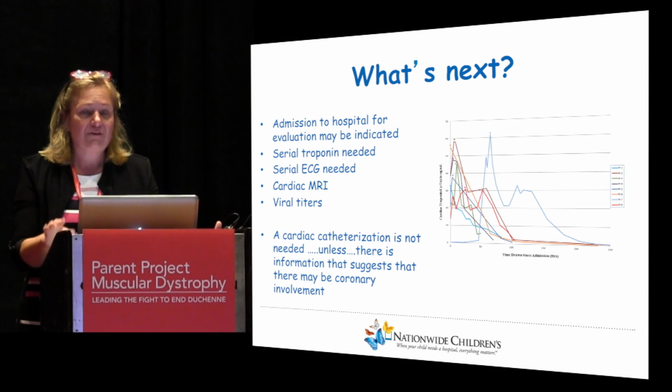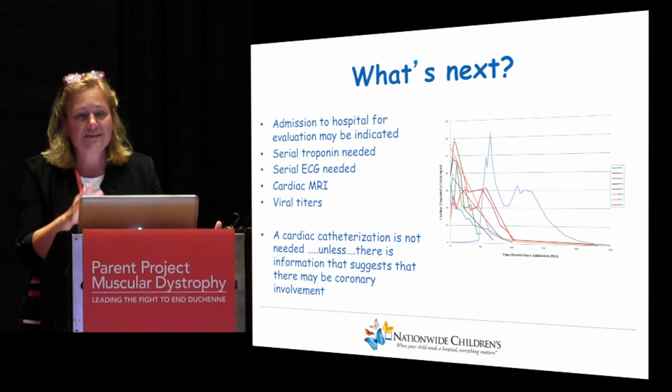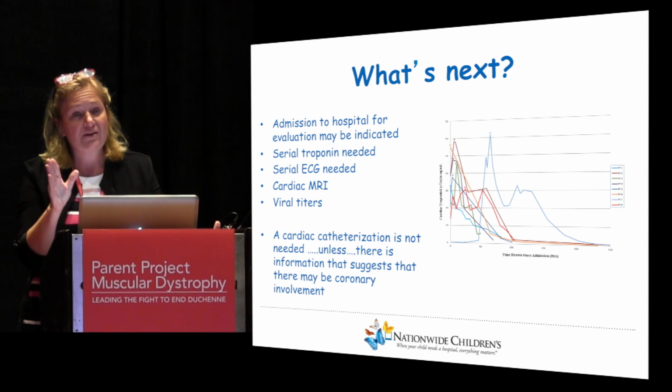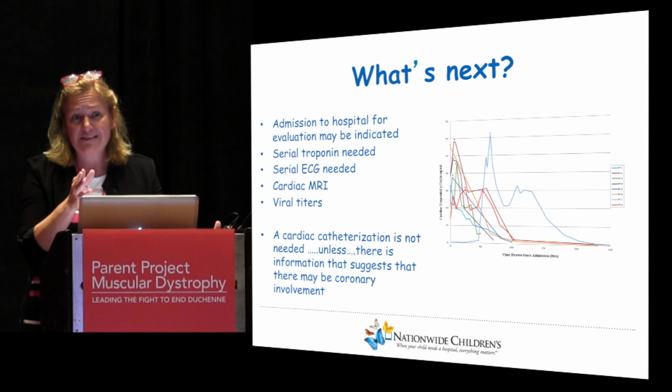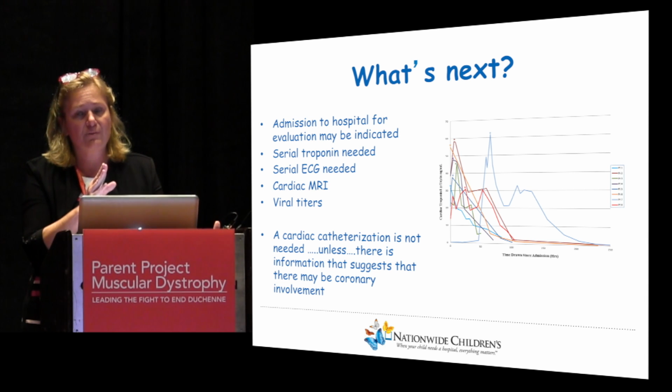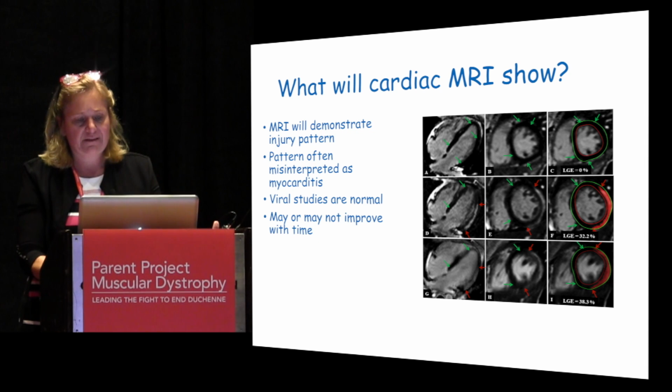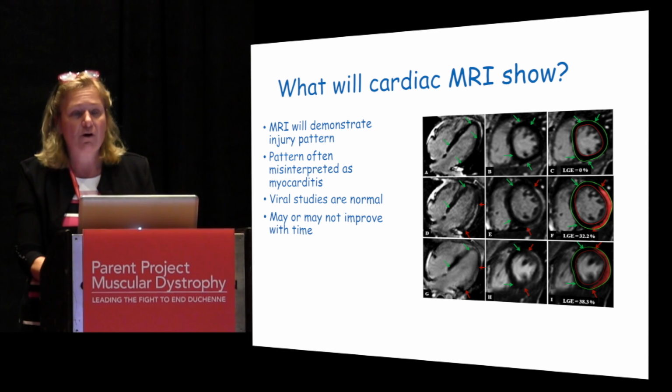However, I hate to say anything in medicine is 100% of the time. So there may be some circumstances where they are concerned that there's a coronary abnormality. And in one patient, about 10 years ago, we did see a Duchenne patient who had a coronary abnormality. So never say never, but I'd say the majority of the time a catheterization is not needed. And the cardiac MRI will show an injury pattern. And the pattern is often, unfortunately, interpreted as myocarditis, or inflammation of the heart muscle.